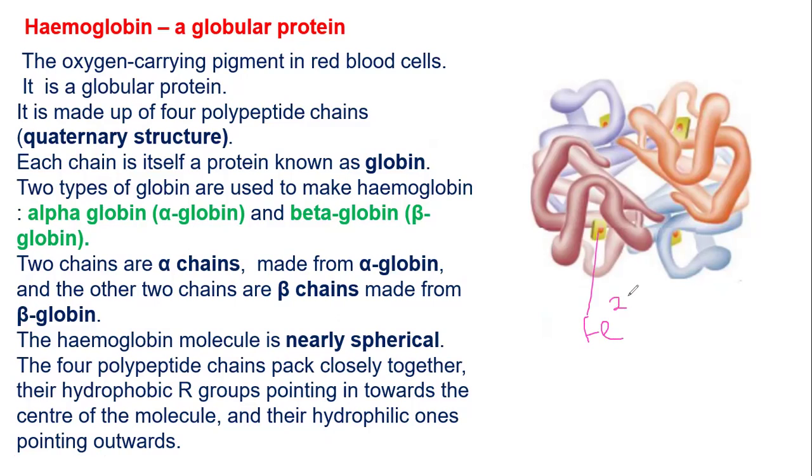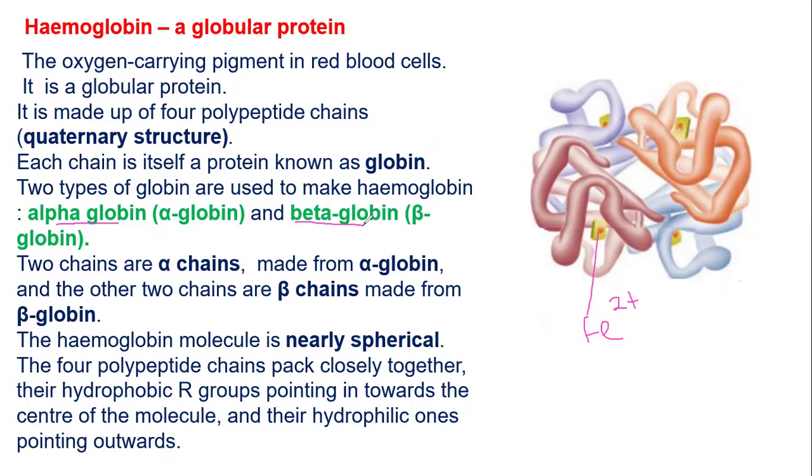So that is why it is called heme. Then globin comes from the fact that the polypeptide chains are made up of a protein called globin. So it has 4 polypeptide chains. 2 of the chains are made from alpha globin, and 2 of the other chains are made from beta globin. Please do not confuse beta globin with beta pleated sheets and alpha globin with alpha helices.